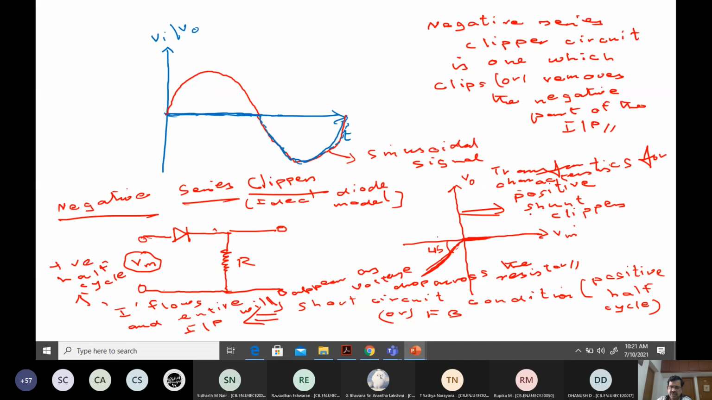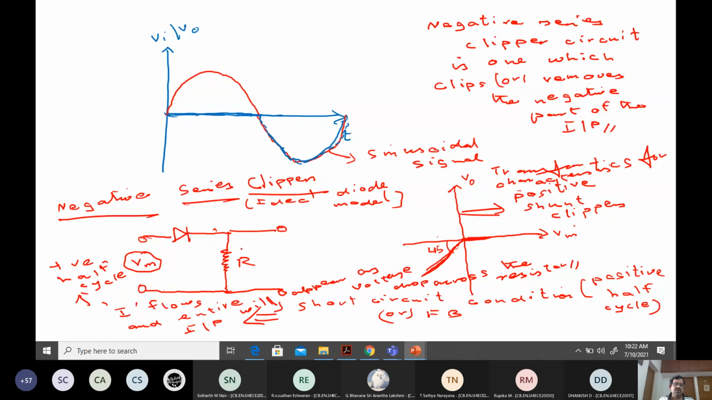It is also true for the positive series clipper, but the way the diodes are connected will be different. Here, in the negative series clipper, we have the diode in series with the input. We say negative because the negative part of the waveform is unwanted for my desired application. Therefore, I want to remove the negative part. So I have to ensure the diode only conducts during the positive half of the cycle, and in the negative half, it should be an open circuit, no current flows through.